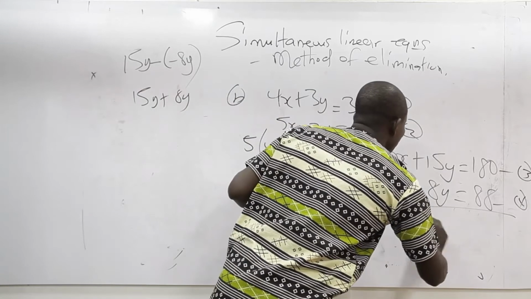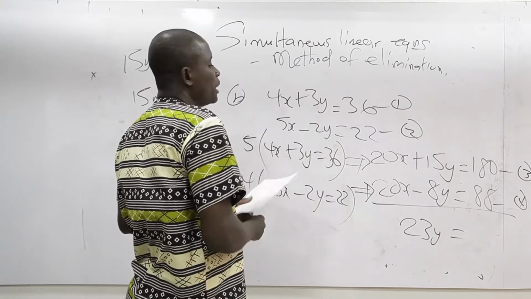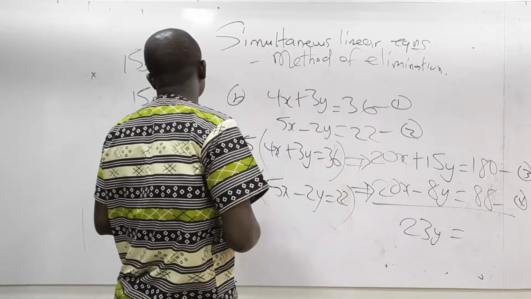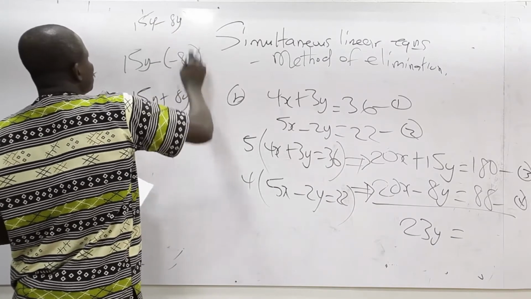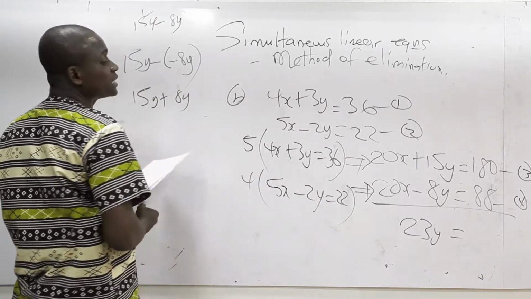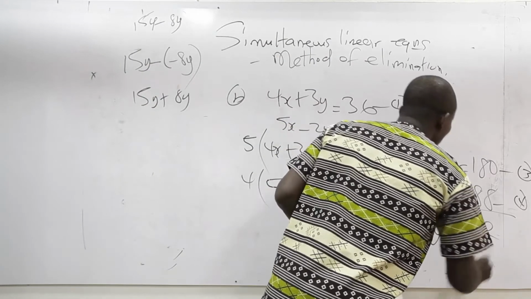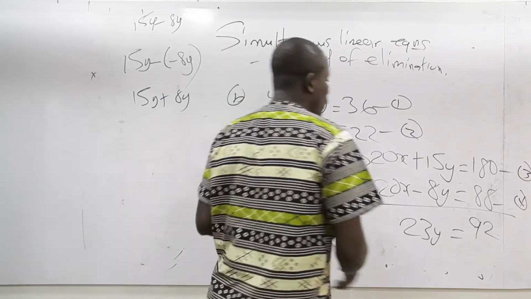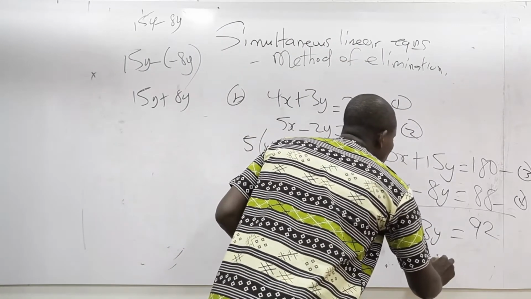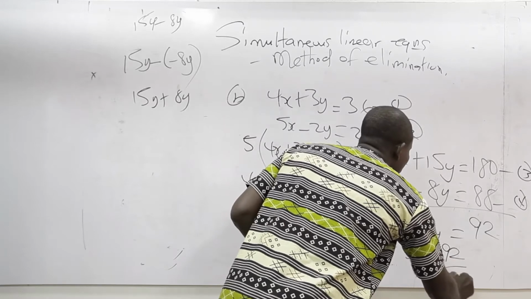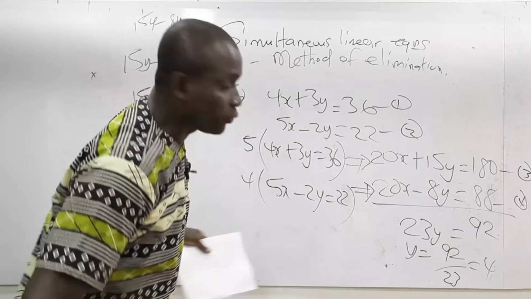So that will be what? 23y. Okay, it will turn to 23y. If it were positive, then we would have subtracted it. Let's say if it were positive, it would have 15y minus 8y. Because it's positive, but now that it is negative, it is negative turning to positive. And here is what? I think 92, when you subtract. Okay. So if it is 92, then y is equal to what? 92 over 23. And that will give you 4. Okay. So y is equal to 4.